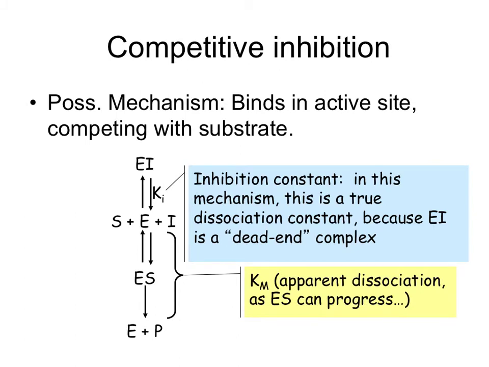In competitive inhibition, your possible mechanism is that it actually binds in the active site, competing with the actual substrate. So instead of having your enzyme-substrate forming your product, you have this competing process in which you have a Ki that is due to the formation of this enzyme-inhibitor dead-end complex. So you can have a Km that's determined, etc., but it won't be the actual true Km because of this inhibition occurring.